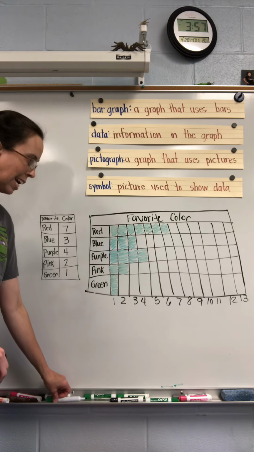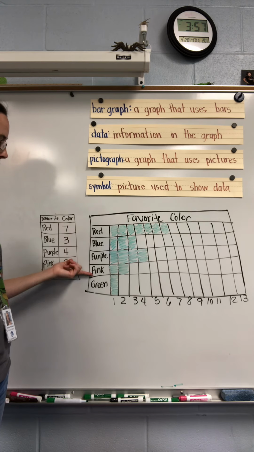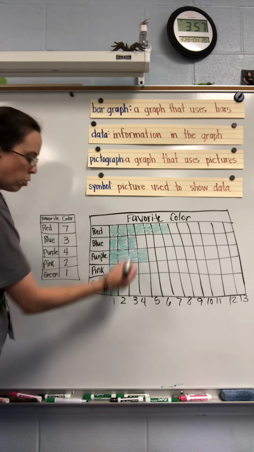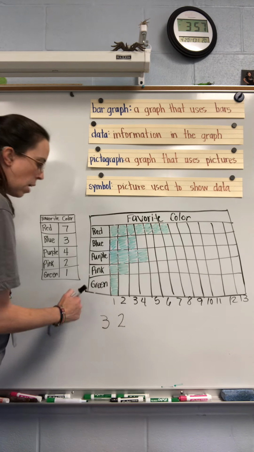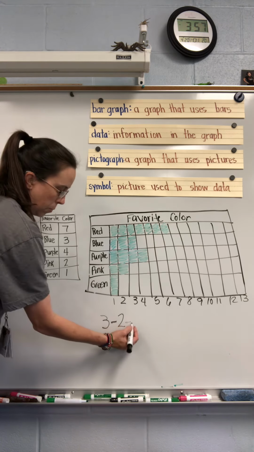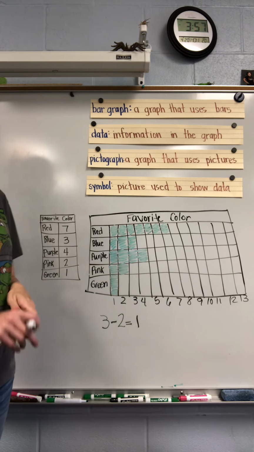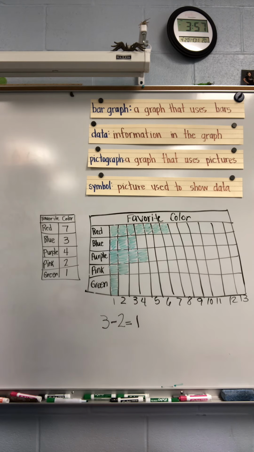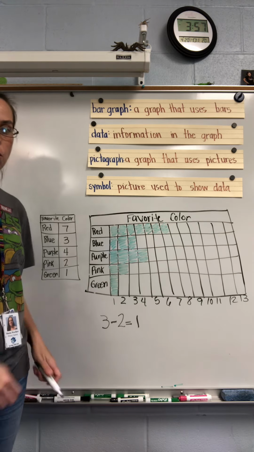You could also say, how many more blue ones are there than pink? Well, we know there's 1, 2, 3 blue. We know there's 2 pink, and we want to know how many more, so we just subtract them. So there's 1 more blue than there is pink. And that might be getting a little bit ahead on this lesson, but it's good information to know.